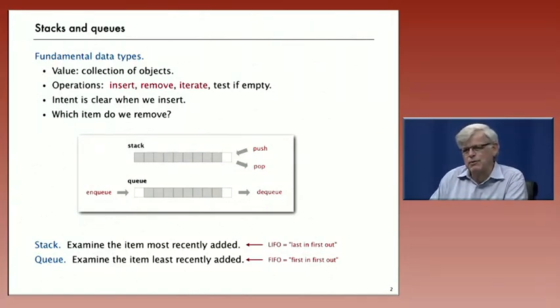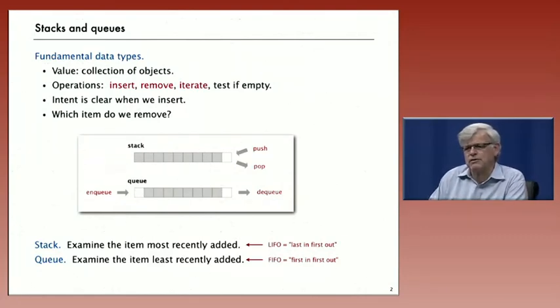For the stack, we take out the item that was most recently added. The terminology that we use is push to insert an item and pop to remove the item most recently added. That's also called the LIFO discipline, last in, first out. For the queue, we examine the item least recently added. To distinguish those operations, we call enqueue to insert an item and dequeue to remove an item. And that's also called the FIFO discipline, first in, first out.